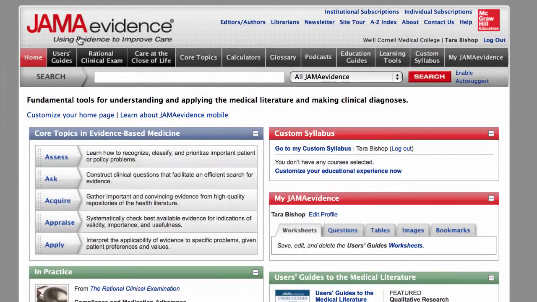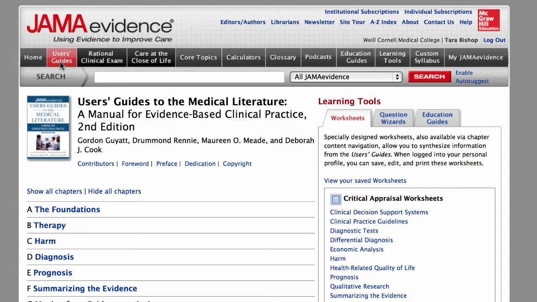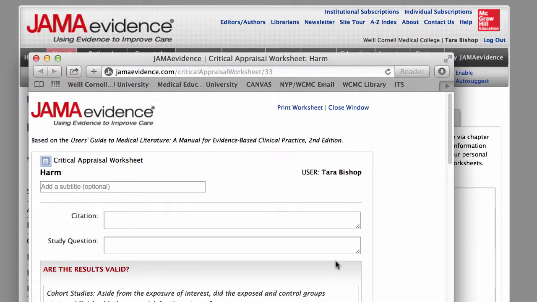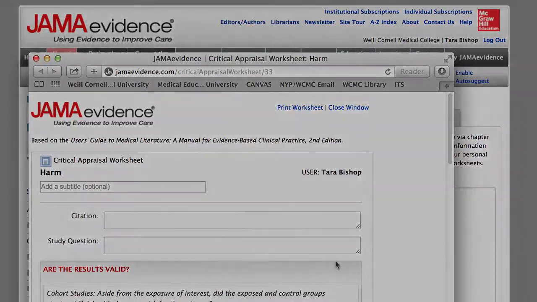Like all validity checklists, the one for harm is available on the JAMA Evidence website. If you click on the user's guide and then go to the right sidebar, you can get the checklist. We are going to focus on cohort studies in this video. There is also a slightly different set of questions if you are looking at a case control study.